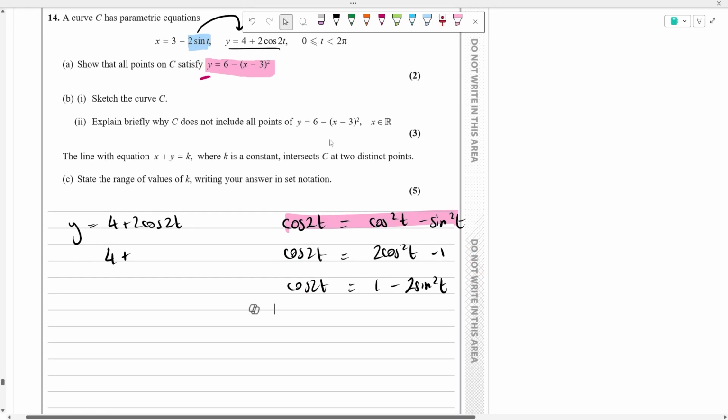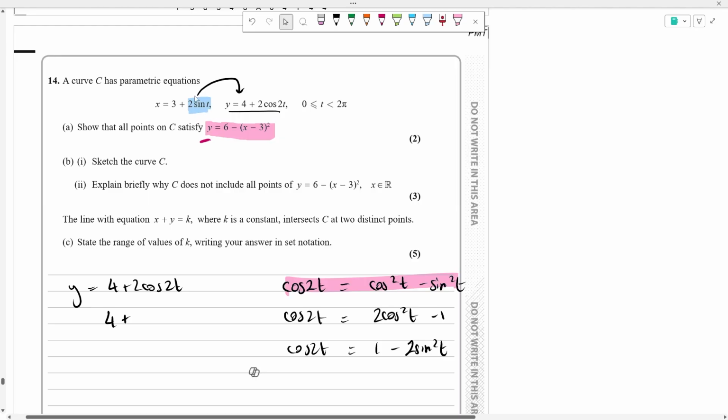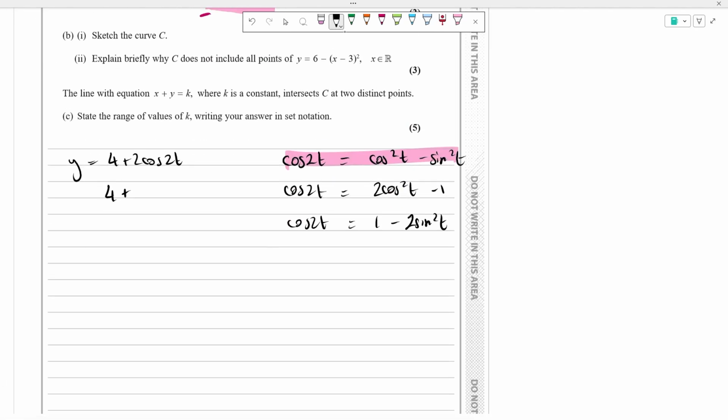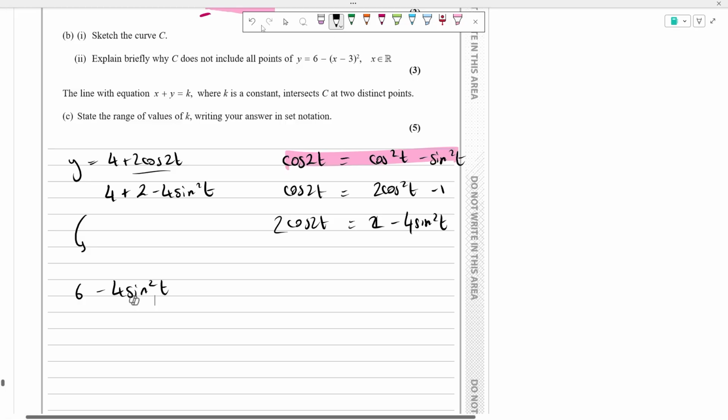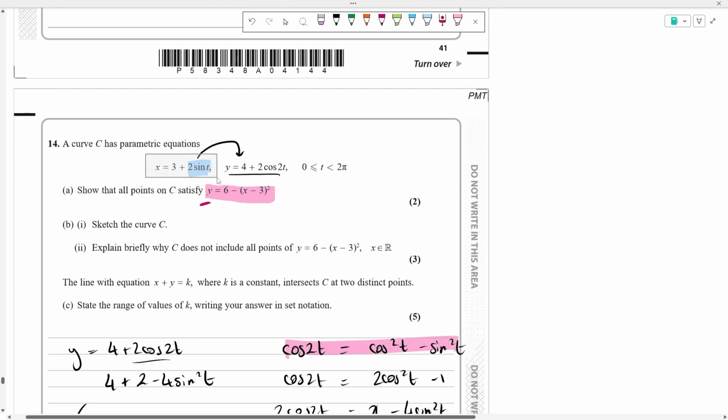Okay. The reason why I'm using the sine is because we have a sine here. So what I'm going to do is we have a 2 cos 2t, so we're just going to multiply this up by 2. So we have 2 minus 4 sine squared t. If we simplify this, it's become 6 minus 4 sine squared t.